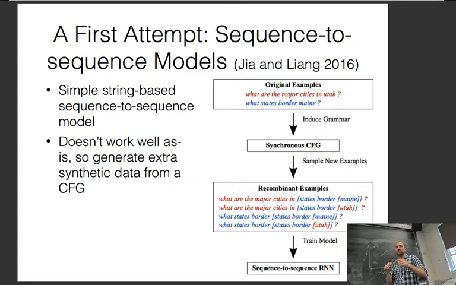And then once they have this, they can generate things from this grammar. So they just generate a whole bunch of extra data, and then they train their sequence-to-sequence model on all this generated data. And once you train the model on much more synthetic data, that ends up giving you relatively reasonable results. But this is a little bit annoying because you need to train the synchronous CFG, and if you can train the synchronous CFG, you might as well use it for semantic parsing in the first place.